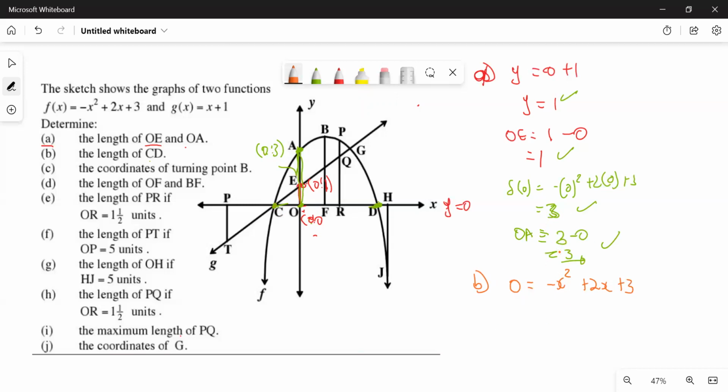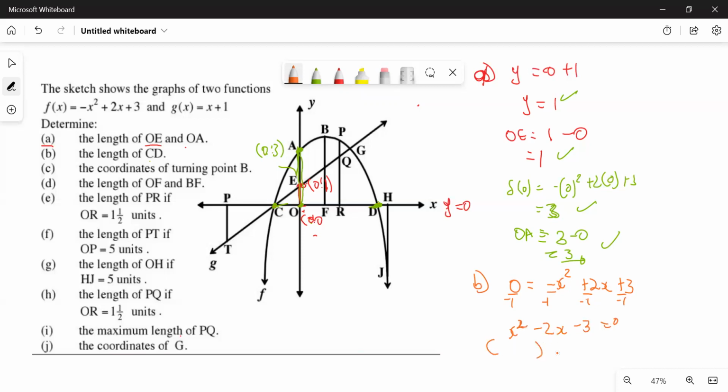Yes. The best thing will be to make your A positive by dividing everything by negative. So you divide by negative, divide by negative, divide by negative, divide by negative. And then you are going to have x squared minus 2x minus 3, which is going to be 0.